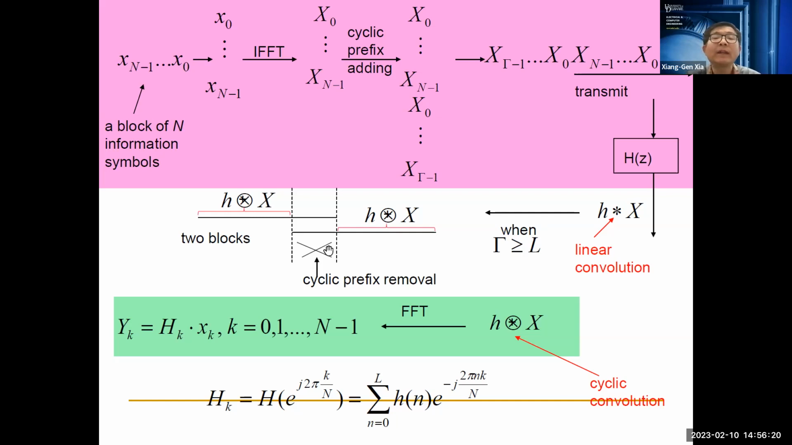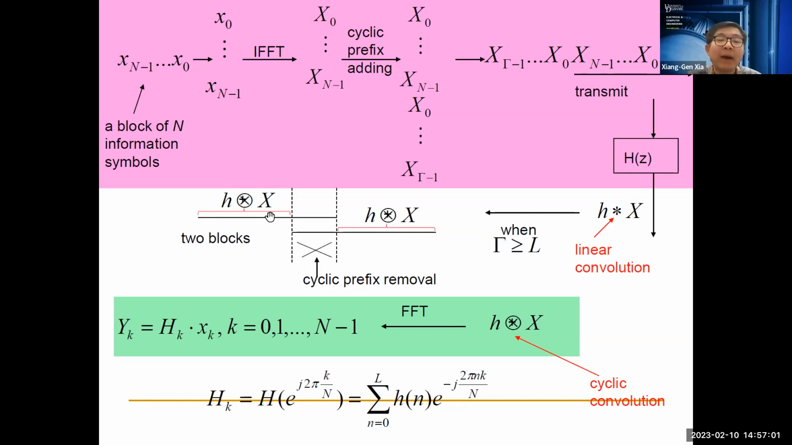Let's say, okay, then at the receiver, after the channel, let's say you have two blocks of information to transmit, this is the block ahead, this is the block afterward. These two blocks will overlap each other after going through the channel. So this is the block overlapping length for the two blocks of information. Now, because the CP length gamma is more than or equal to capital L, after the overlapping between the two blocks of information is removed, then what's left for the two blocks is that the whole thing is a linear convolution.